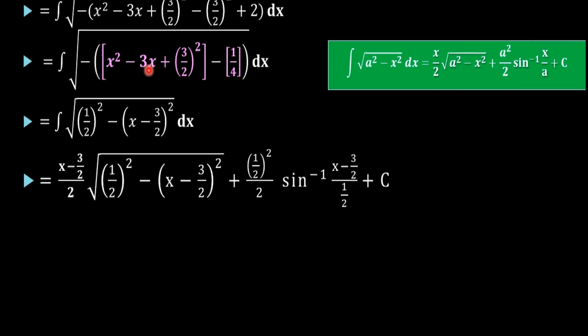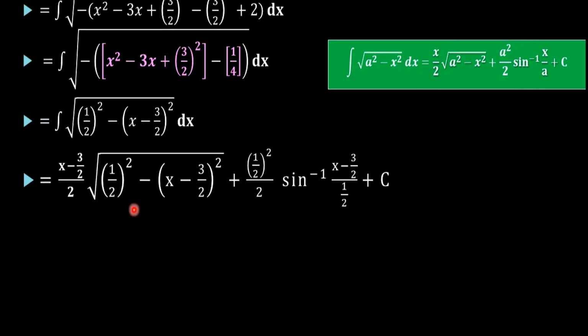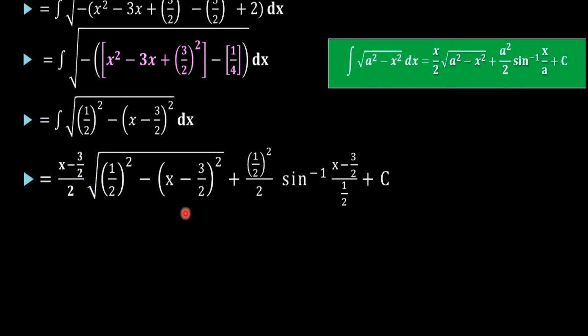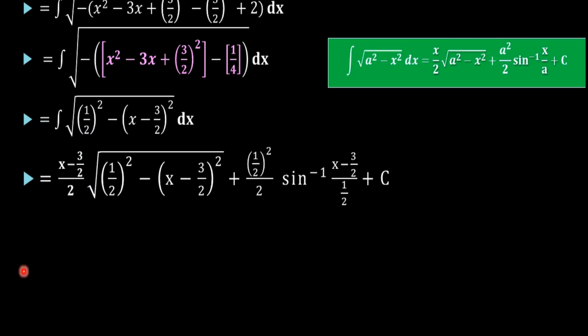So, by using this formula, we have to find the value of the integral like this. We have to carefully observe what is the a term here, 1/2, and what is the x term, x − 3/2. Then we have to apply this formula here. Next, we have to simplify this term in order to get our final result.